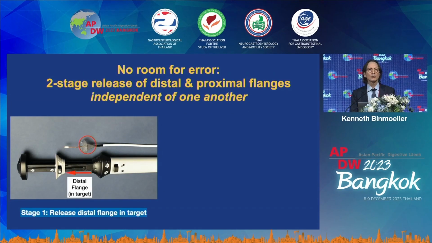There is no room for error, and that's why we incorporated a 2-stage release of the distal and proximal flanges independent of one another. And we wanted to make this literally idiot-proof, that you could be sleeping and it's going to work. So in stage 1, we released the distal flange in the target. As you probably know, you just pull back this gray hub, and then it makes a click, and that click is an auto-lock function. So now you don't have to think about locking, it will auto-lock for you, and the distal flange is now deployed in the target.